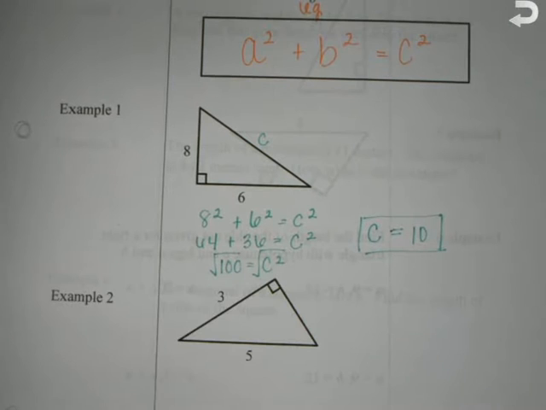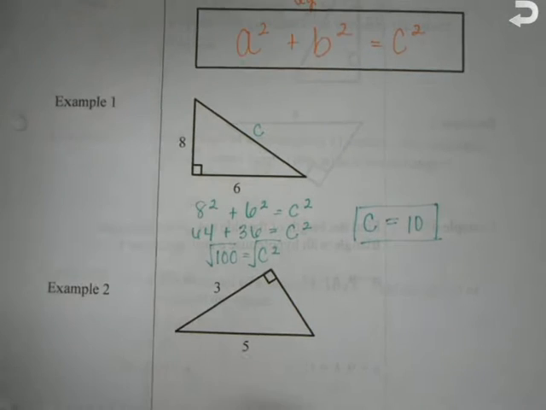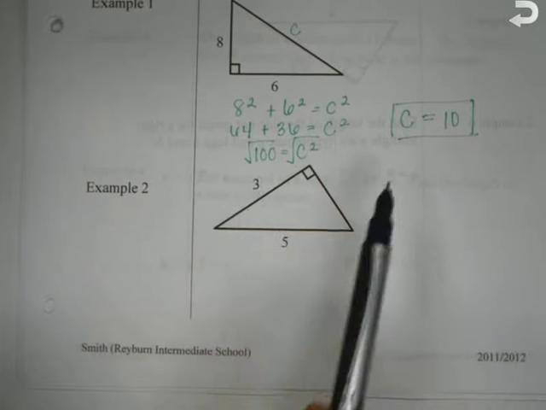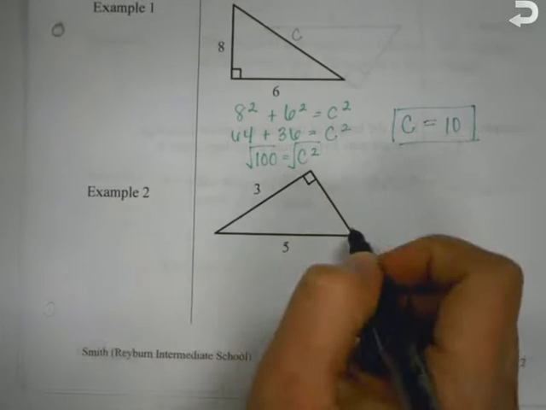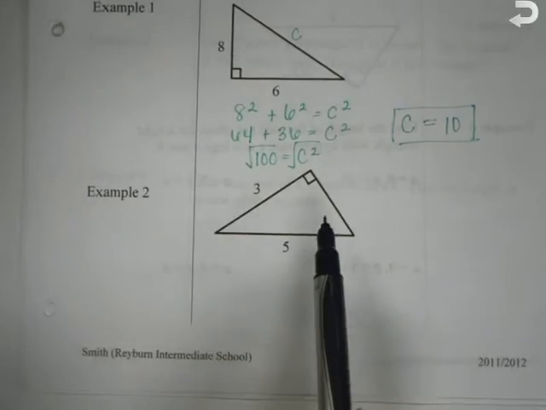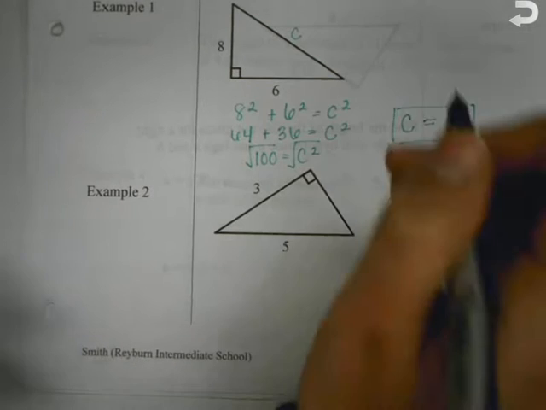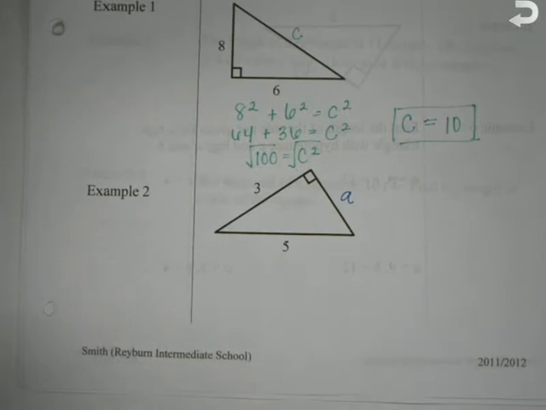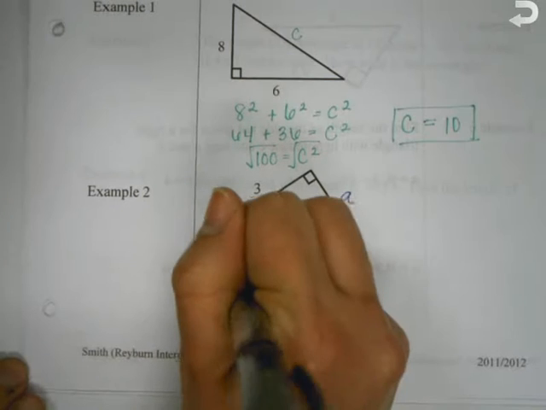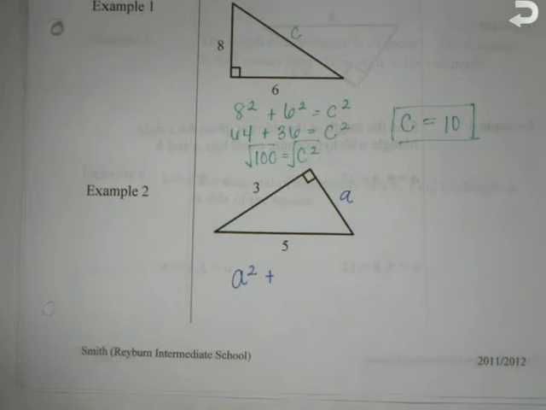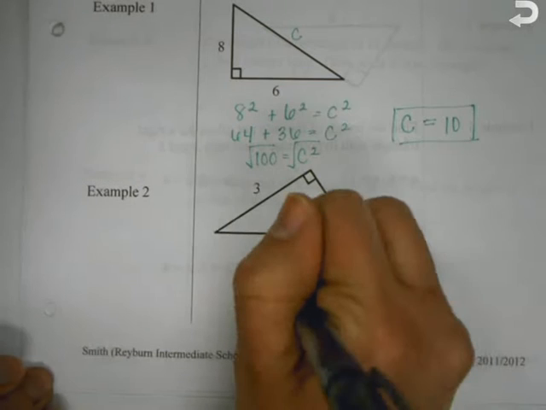Example 2. Alright, I have 3 and 5, and I'm missing this part right here. What is this missing part? Is it a leg or the hypotenuse? It's a leg, so let's label it A. So this time my formula is going to be a little different. I don't know what A is, so that's going to go into A squared plus B squared. What's B? 3. Equals C, which is 5.